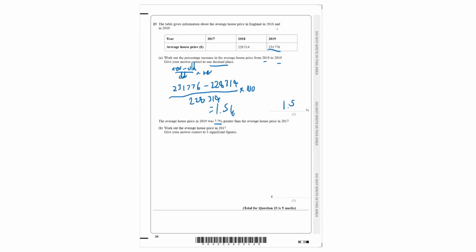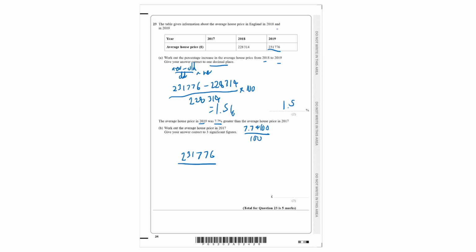The average house price in 2019 was 7.7% greater than the average house price in 2017. Work out the average house price in 2017. Give your answer correct to 3 significant figures. So the average house price in 2019 was 231,776. We have to divide this by 7.7% greater than the average house price, so that's simply 7.7 plus 100. And since it's given in percentage, we divide by 100.